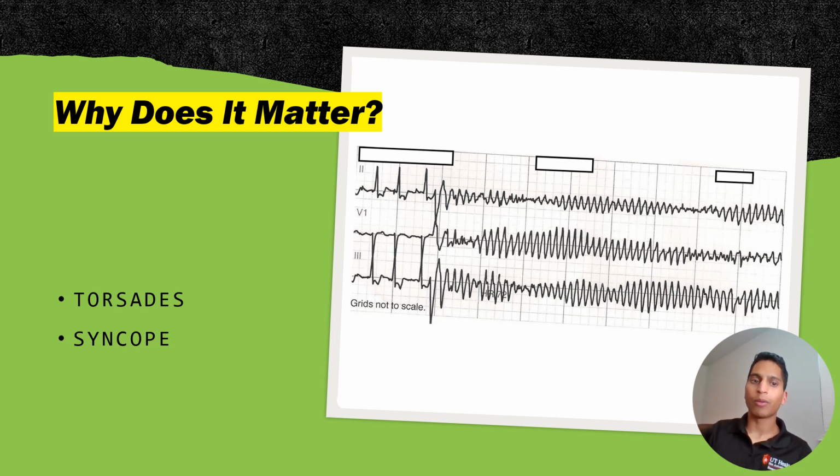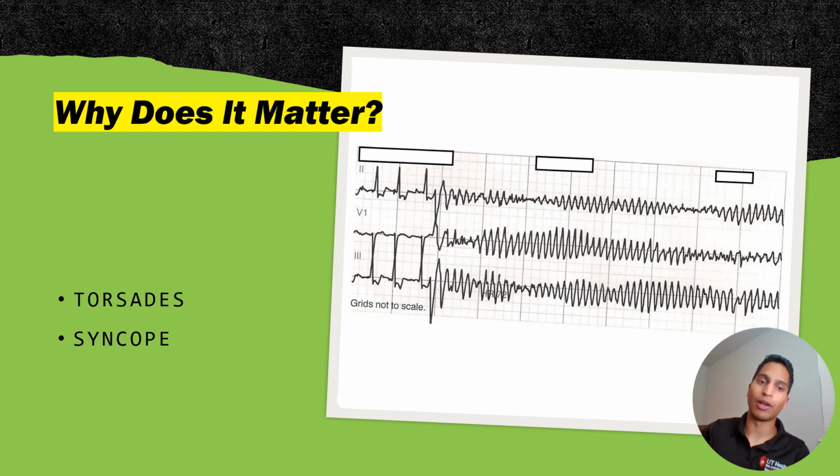So why does this all matter? The biggest, most important, most emergent consequence that can occur with prolonged QT would be going into torsade de pointes. Here's an example of that, the rhythm that you will see with the twisting of the points. That is, of course, not very common, but is the most deadly complication of prolonged QTC that goes untreated and continues to be prolonged.